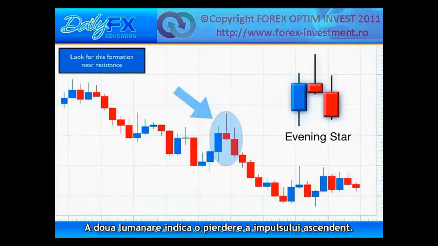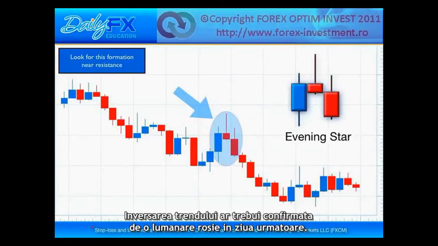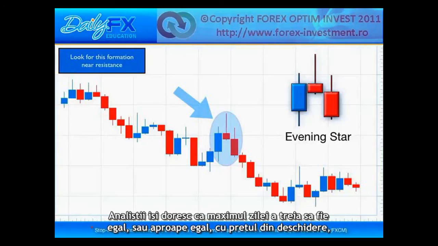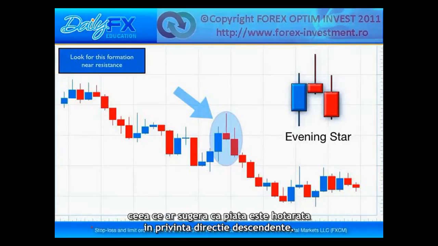The second candle suggests a loss of bullish momentum. The trend reversal should be confirmed by a red candlestick the next day. Thus, bearish evening stars require a sharp sell-off after the market open on day 3. Analysts want day 3's high to be near or equal to its opening price, suggesting the market's sell-off has no uncertainty in the new direction. With this pattern, watch for sell-offs the following days.